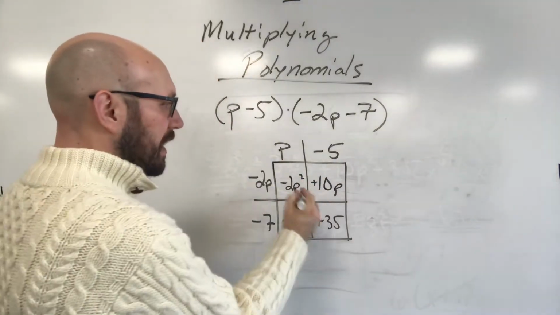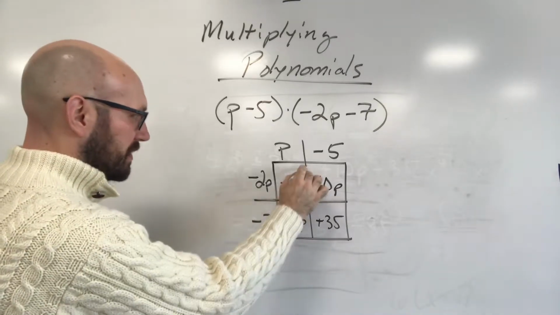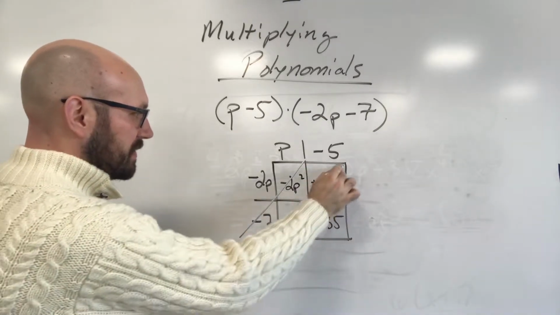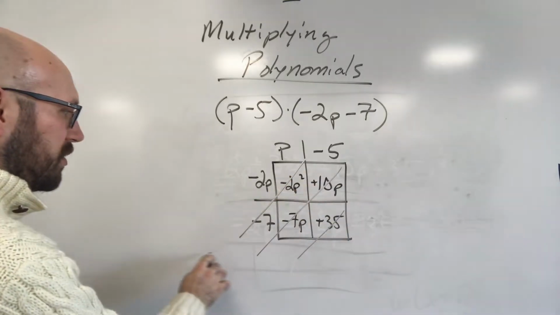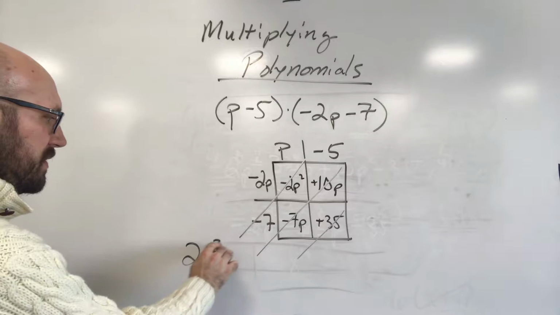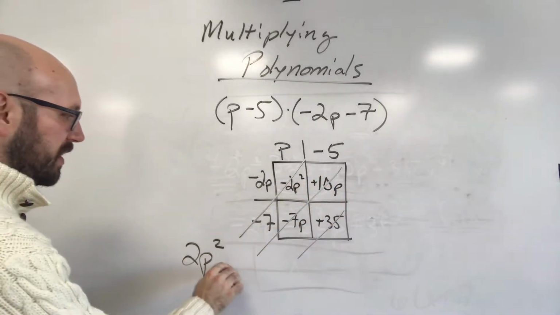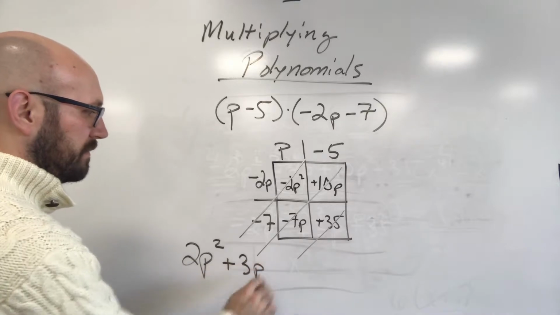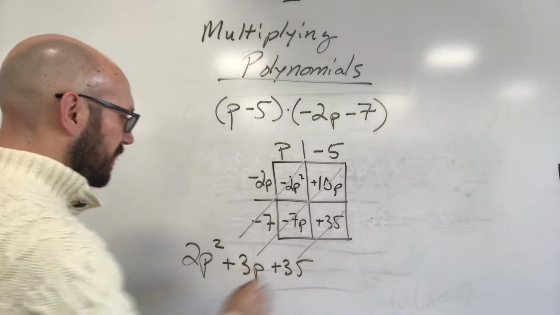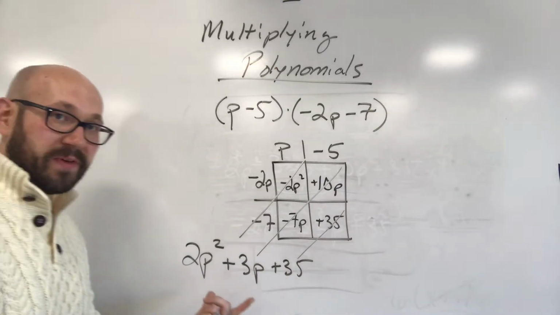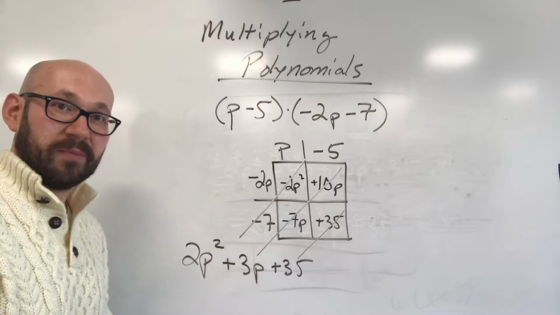So you'll see that I have this negative 2p squared right here. I just kind of go and make these diagonals, and I can combine my like terms. The negative 2p squared is the only term like it, so it's negative 2p squared. 10p minus 7p is plus 3p. And then the 35 is the only term like it, the only constant term, so I get plus 35. So the simplified answer is negative 2p squared plus 3p plus 35, just like I previously had.